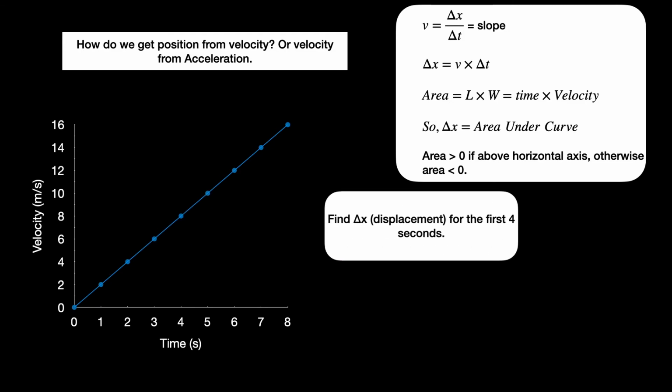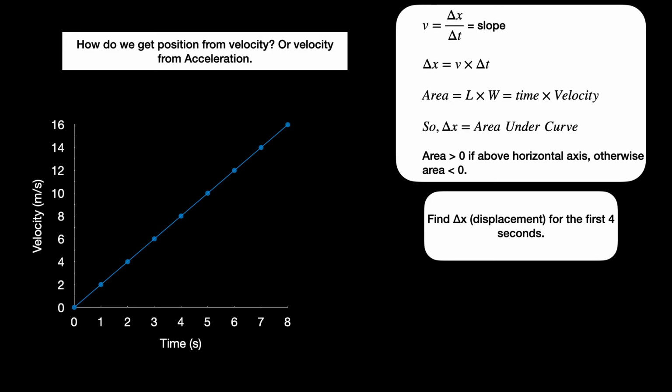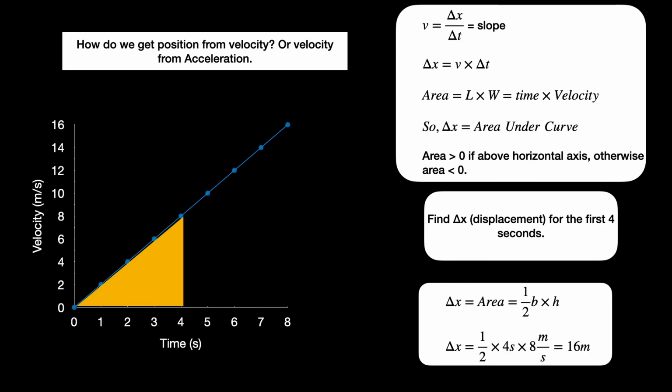All right, and so a question might be, we want to find the delta x, the displacement, for the first 4 seconds. So what you're going to do to get that is figure out the area under the curve for that time interval, so between 0 and 4. And so that's a triangle. Area of a triangle is half the base times the height. And so in this case, we're going to have half of 4 seconds times 8 meters per second, and that's going to give us 16 meters. Okay, so we ended up with a 16 meter displacement in this case.